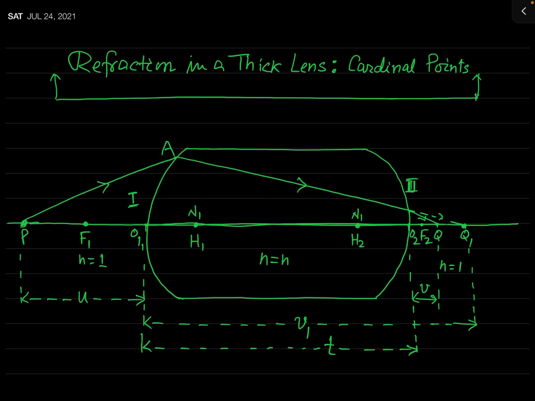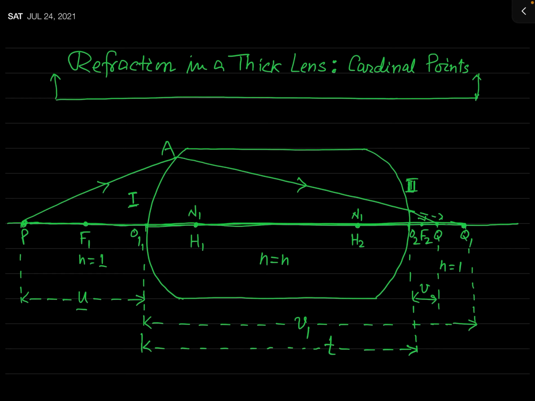Now when we measure the object distance from the first surface, that distance will be simply O1P, measured from the pole of the first surface. So O1P is the object distance, which I have marked by U. Since Q1 is the image for the first surface, the image distance for the first surface is O1Q1, and that has been marked by V1. So V1 is the image distance for the first surface.